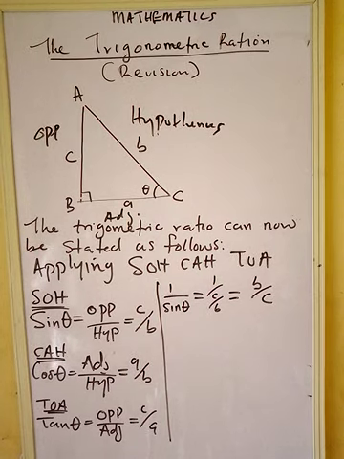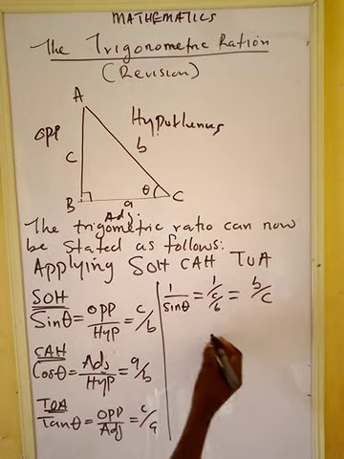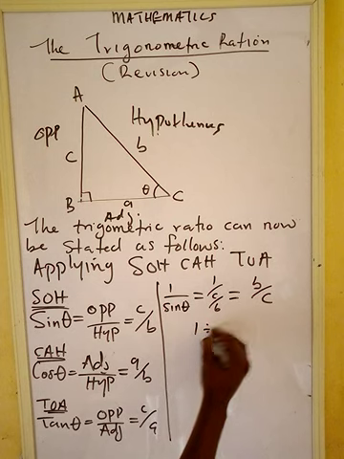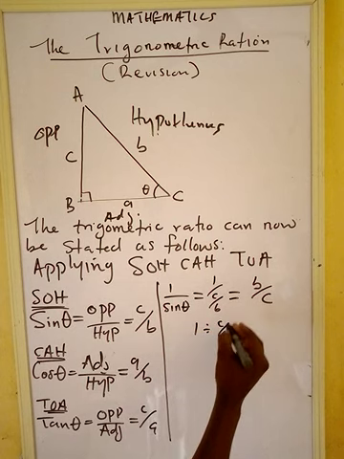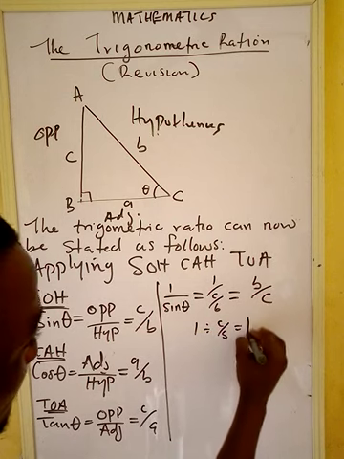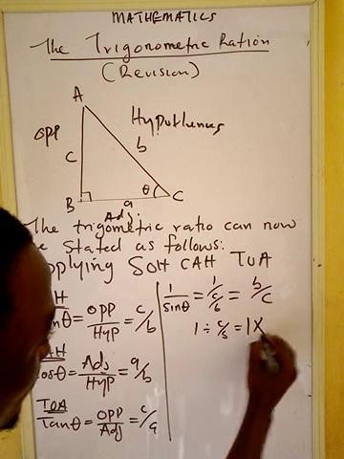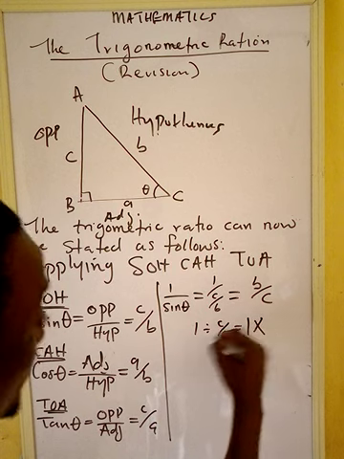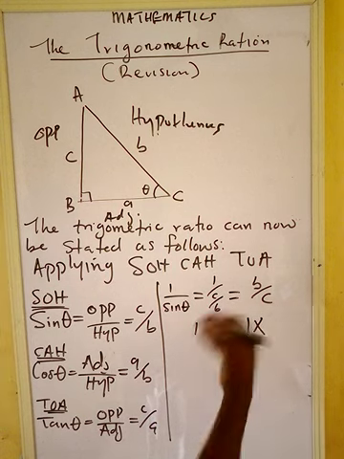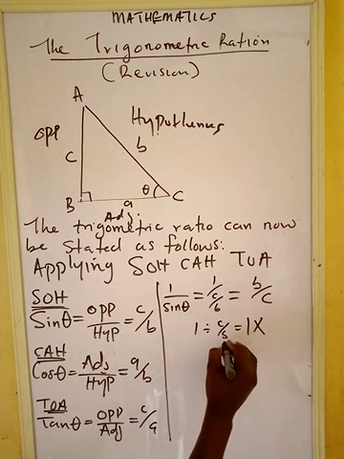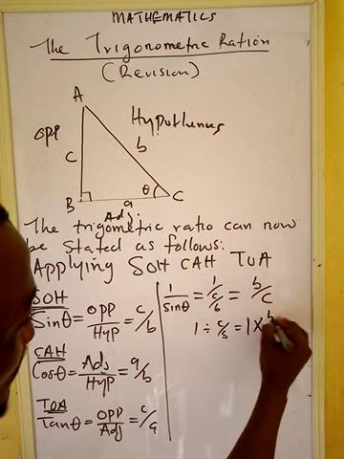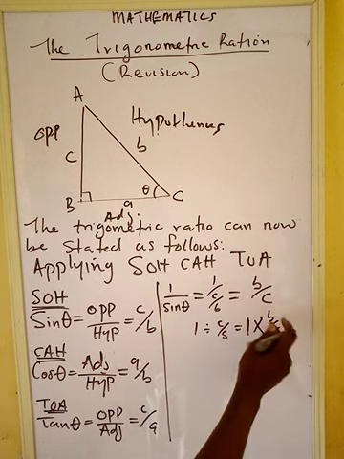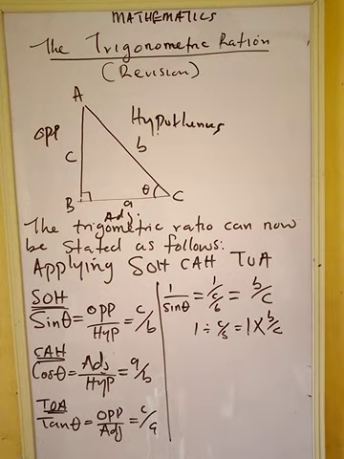Let me just do the proof for you, then I will clean the board. 1 divided by C over B. Then the division changes to multiplication, and the numerator goes down and the denominator goes up. Your denominator is b, numerator is c, that means b over c. So 1 times b over c gives us b over c.